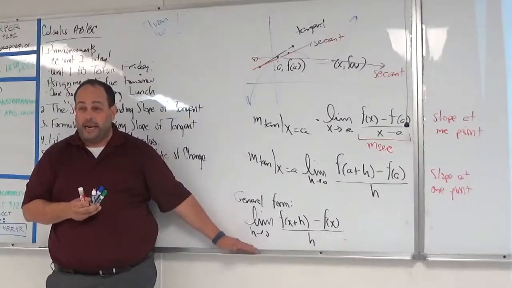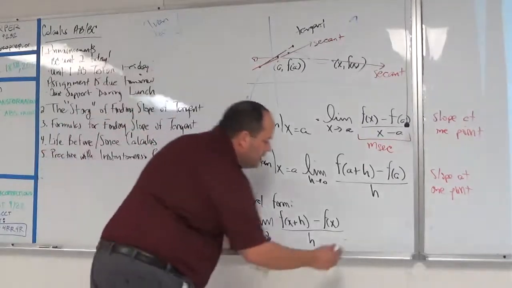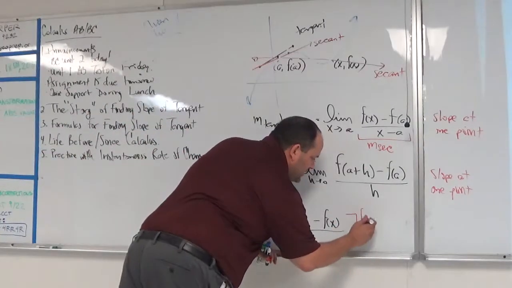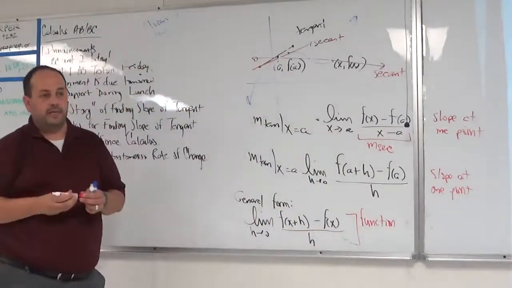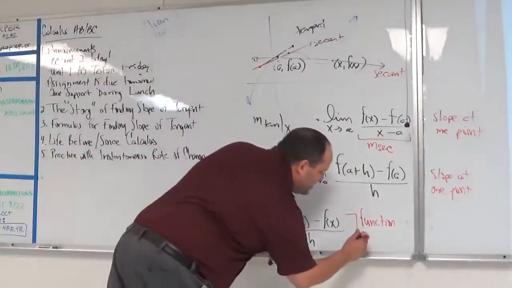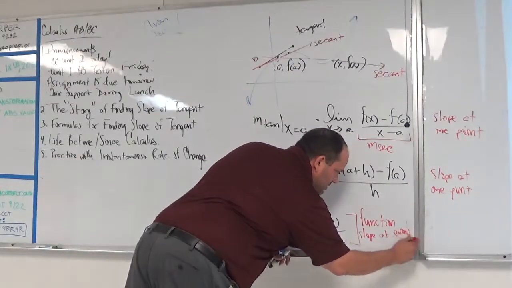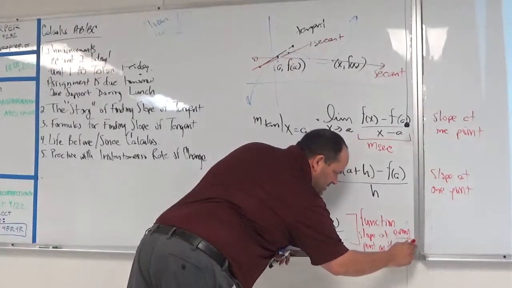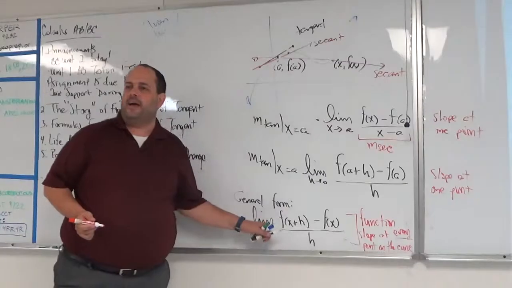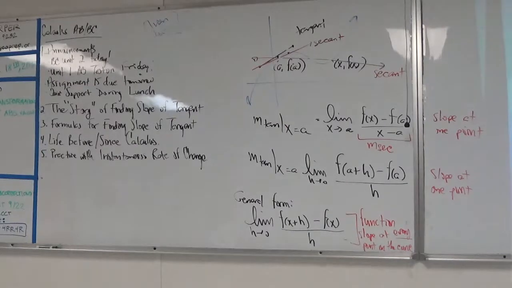We talked about it rather quickly at the end of the day on Friday. Your answer is actually going to be a function. It's not going to be a number, but it's going to be a function. It's going to have a variable in there. But what this tells you is the slope at every single point on the curve. Much like me, it's more powerful. It can do all the things.